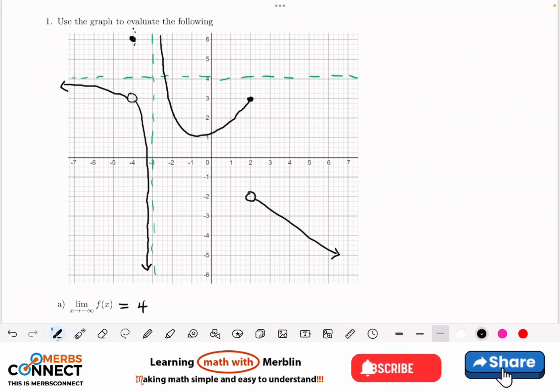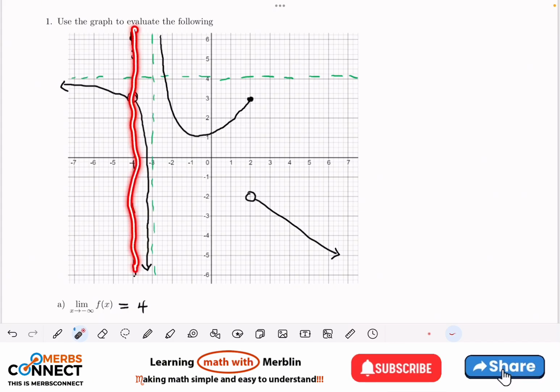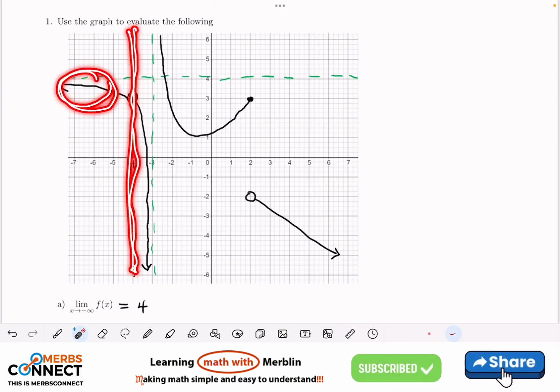So let me draw this vertical line here through negative 4, right? With negative 4, now with this line, as I said in some of the previous videos that we did, for you to look for the limit on the left side, look for the graph on the left side of negative 4 and go along the graph towards this line here. So we can see that this is the graph on the left side.